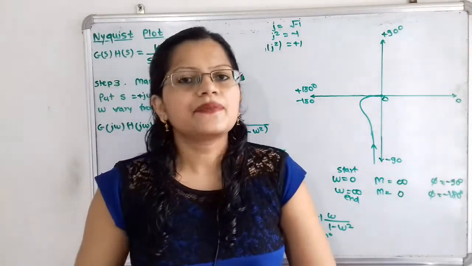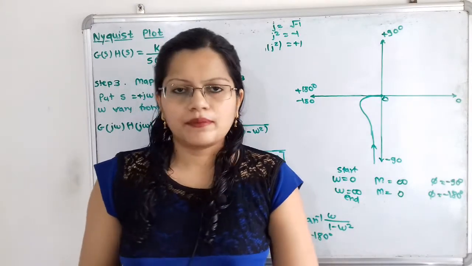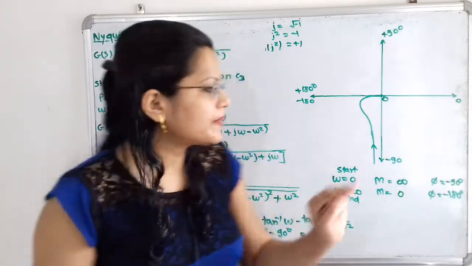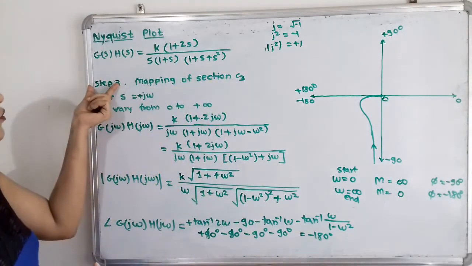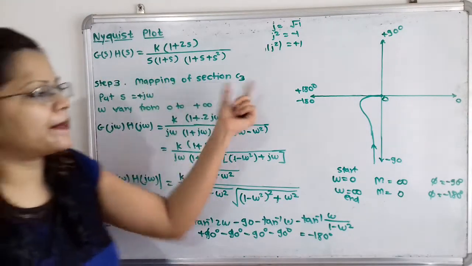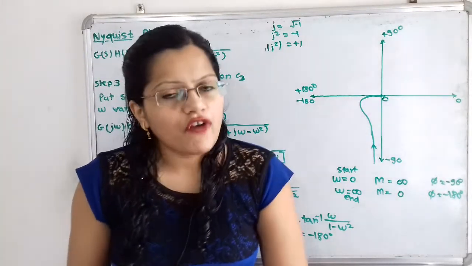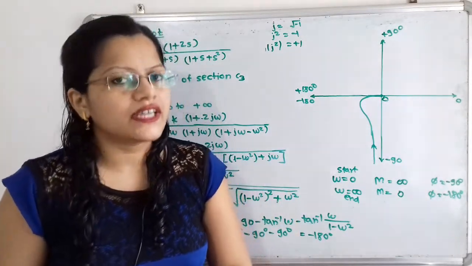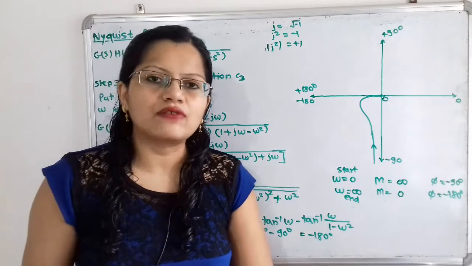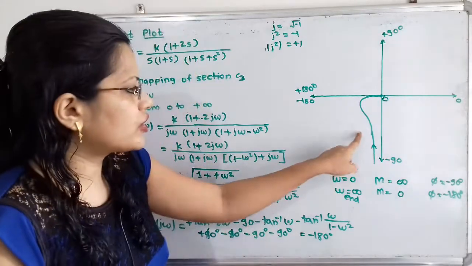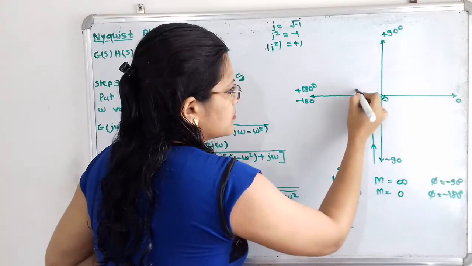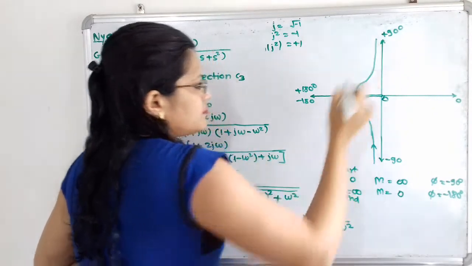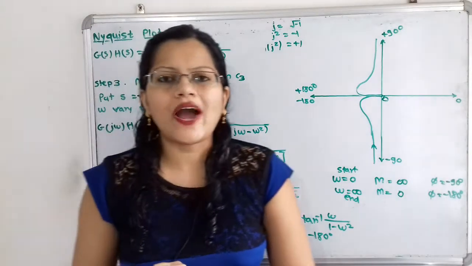Now step 3, that is the inverse polar plot, and that is the mirror image of this polar plot. So we will move from step 1 towards step 3, that is the mapping of section C3. For this section C3, that is the inverse polar plot, we have to draw the mirror image of this graph. So I will draw here the mirror image. Now we have to show the arrow also.